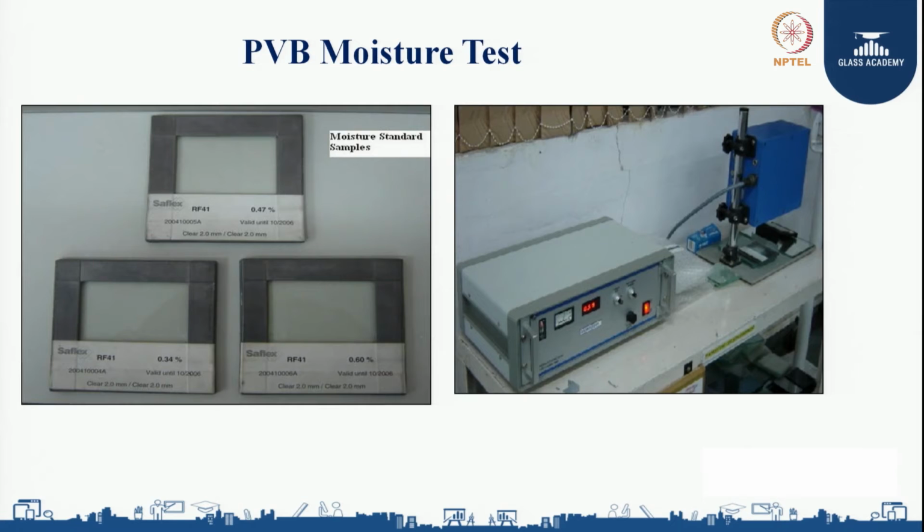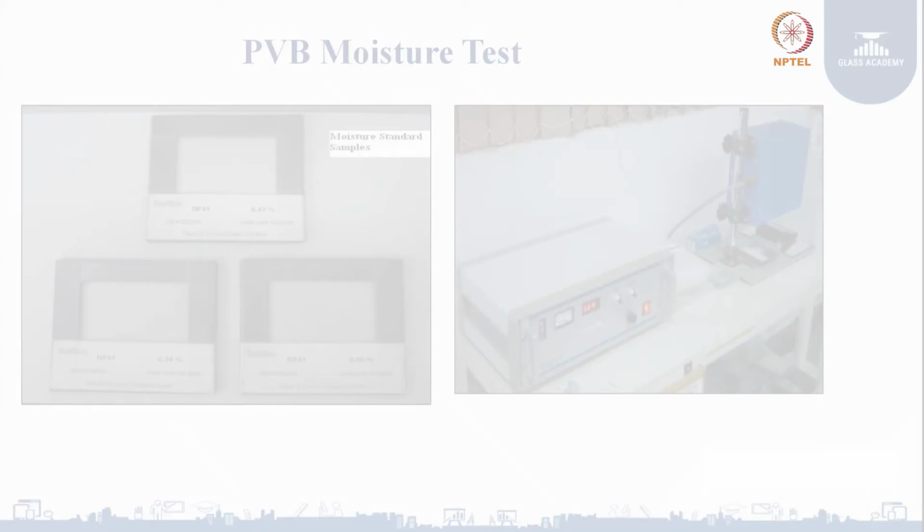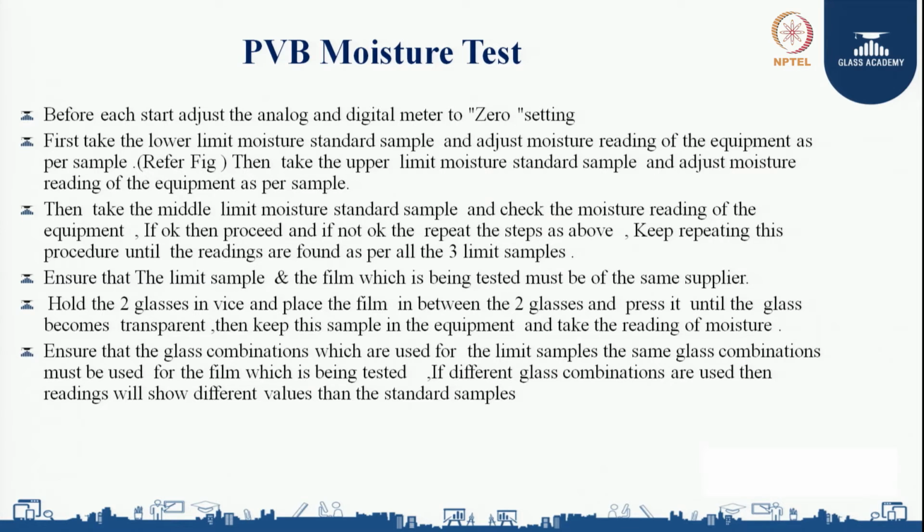One more test that is used is the PVB moisture test. This is the equipment we use for the PVB moisture test. You can see here the moisture test. In order to perform this test, we need to adjust the analog and digital meter to 0 setting. First, take the lower limit moisture standard sample and adjust the moisture reading of the equipment as per the sample. Then take the upper limit moisture standard sample and adjust the moisture reading of the equipment as per the sample.